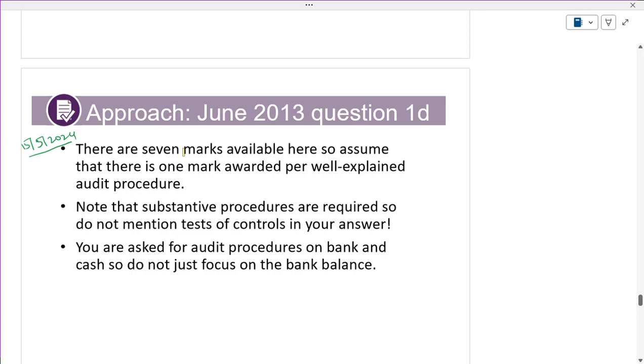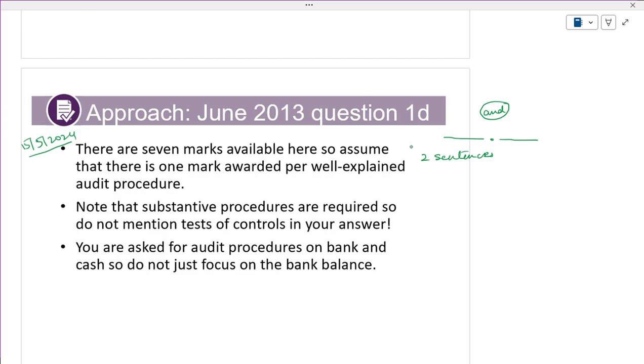There are 7 marks, so assume 7 points. Whenever we talk about audit procedures, make it a point to put it in 2 sentences. Put 1 sentence, full stop, then add another sentence. Try to avoid using 'and'. Once a sentence is completed, put a full stop and start a new sentence.